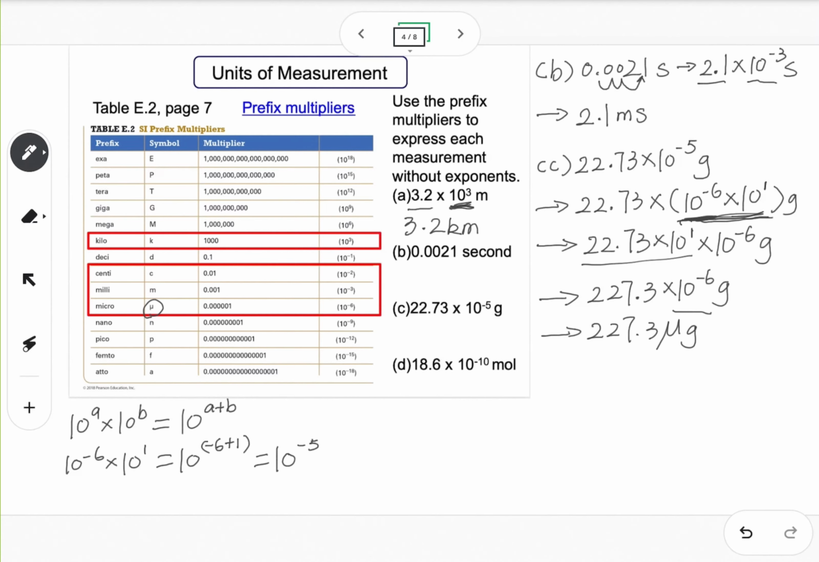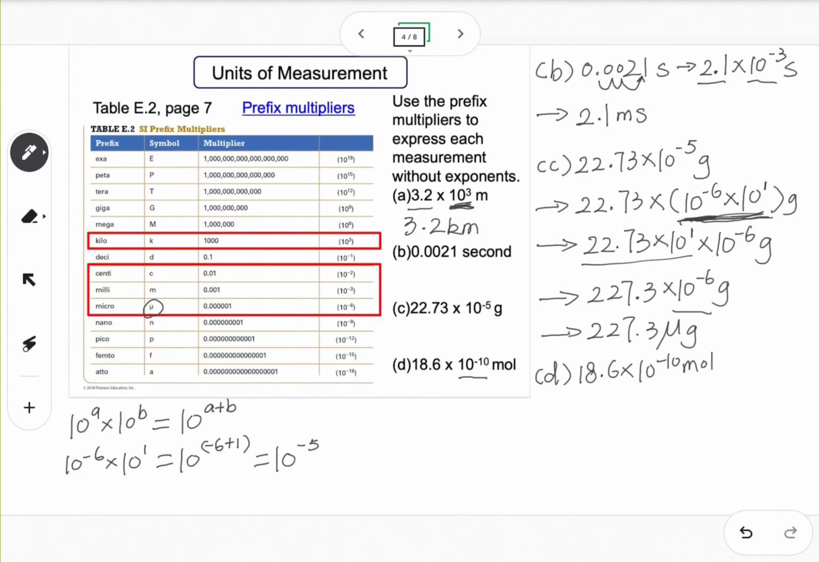How about question D? Similar to question C, we need to come up with the right prefix multiplier for 10 to the negative 10. Very small number. You can see from this table that 10 to the negative 9 is very close to 10 to the negative 10. So 10 to the negative 9 might be our target prefix multiplier. Now let me show you. Similar to C, 18.6 times 10 to the negative 10 mole.